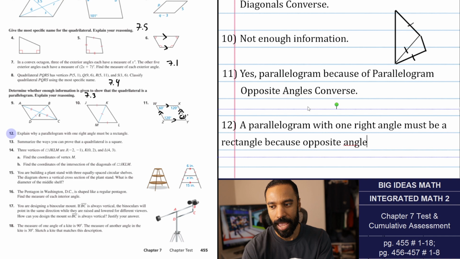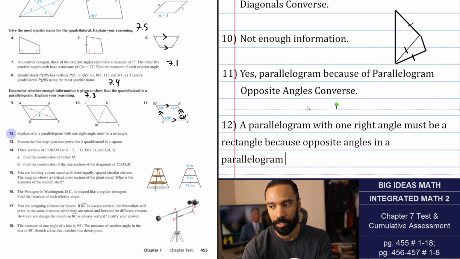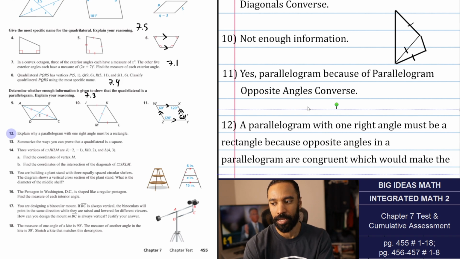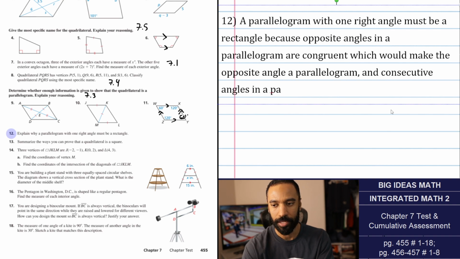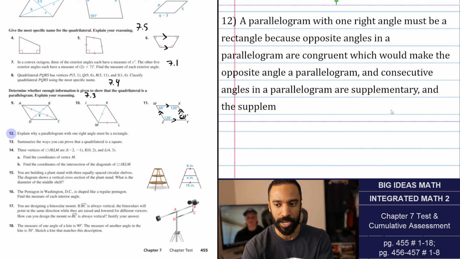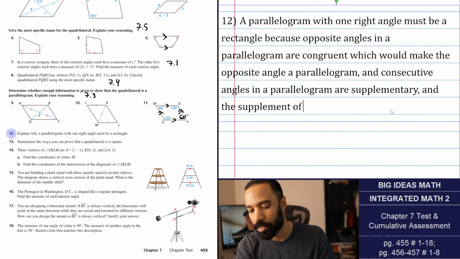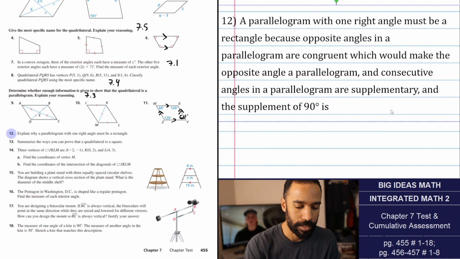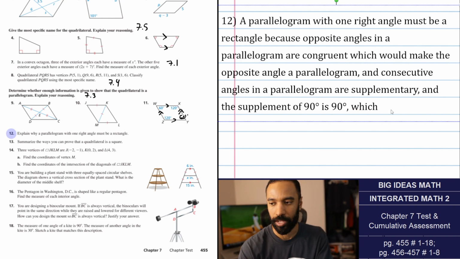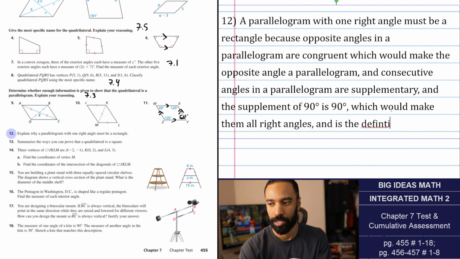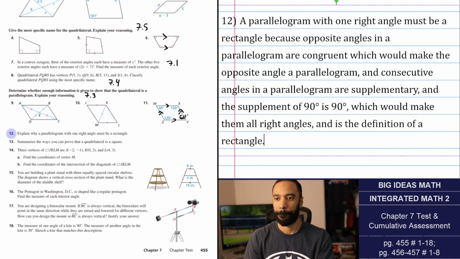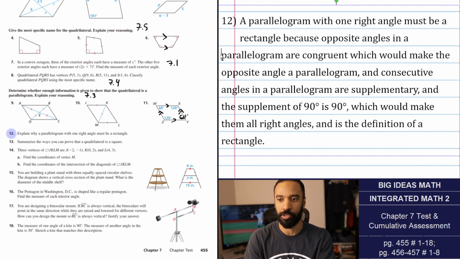A parallelogram with one right angle must be a rectangle because opposite angles in a parallelogram are congruent, and consecutive angles in a parallelogram are supplementary, and the supplement of 90 degrees is 90 degrees, which would make them all right angles, and that is the definition of a rectangle.